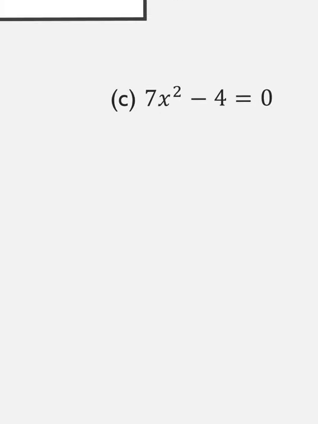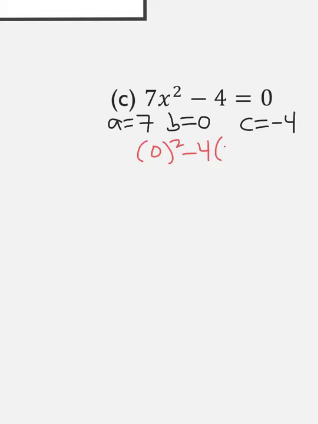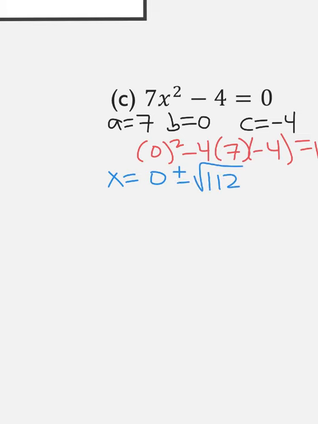If we look at letter C, notice that we have it already equal to 0. So we're just going to identify A, B, and C. We're going to do our discriminant next. So b squared would be 0 squared minus 4 times A, which is 7, times C, negative 4. And this does give us a discriminant of 112. All that's left for us to do is to do the quadratic formula. So we'll have x equals the opposite of b, which is just 0, plus or minus the square root of b squared minus 4ac, which we found to be 112, divided by 2 times 7.